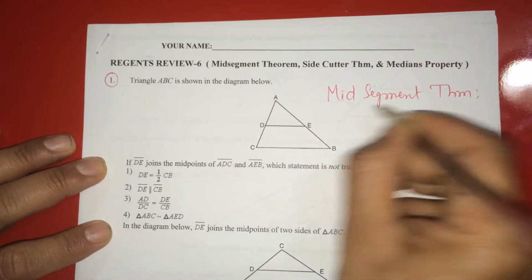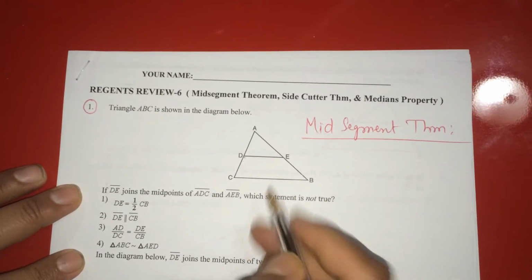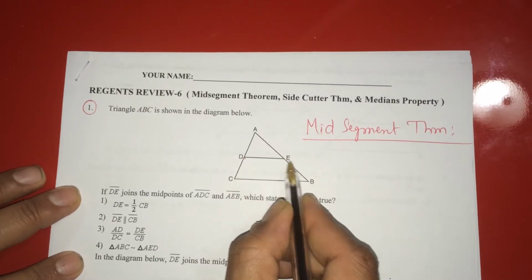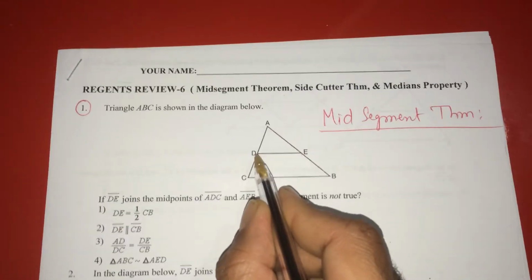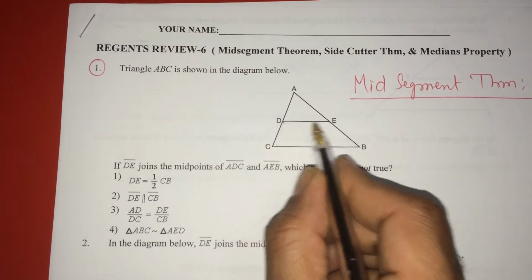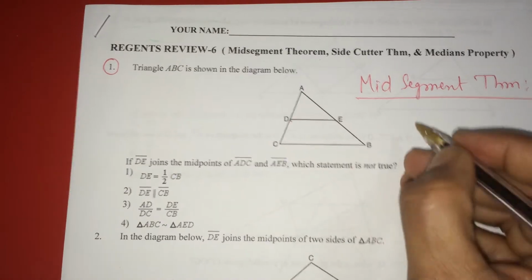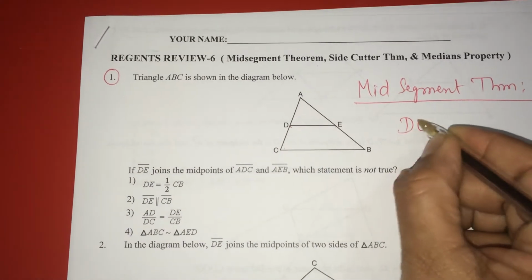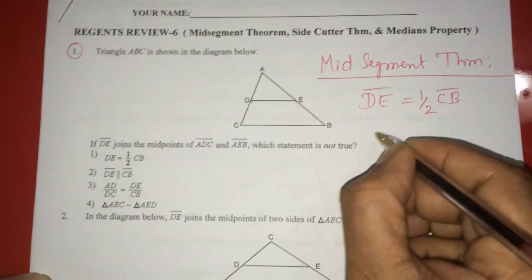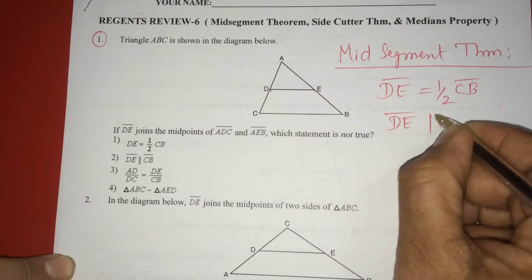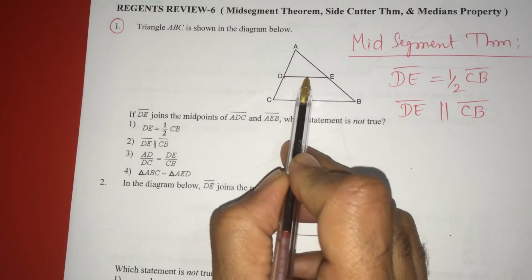Whenever the line segment joins the middle points of two sides, see, D is the midpoint of AC and E is the midpoint of AB. Then DE is the line segment joining these midpoints, and this is the third side of the triangle. According to this theorem, this DE is exactly half of this CB. And also this DE is parallel to CB. So DE is parallel to CB and also DE is half of CB.